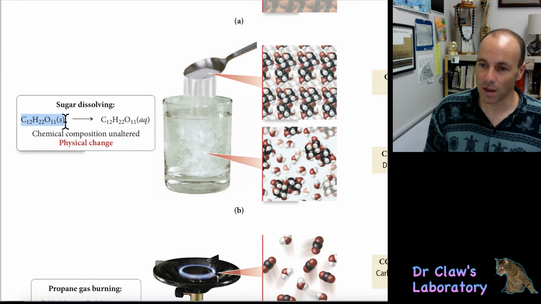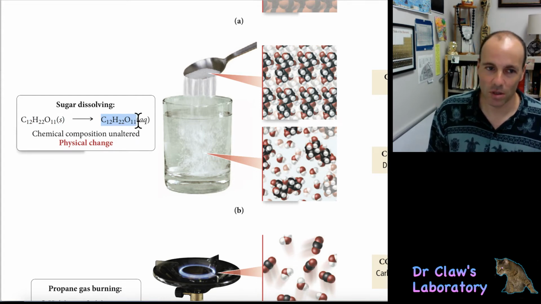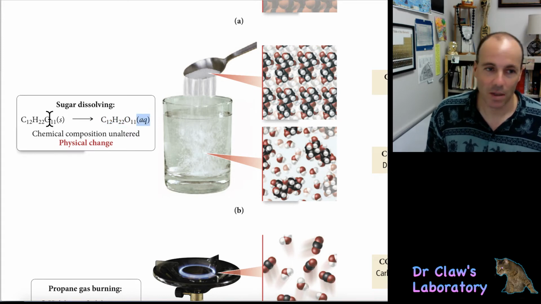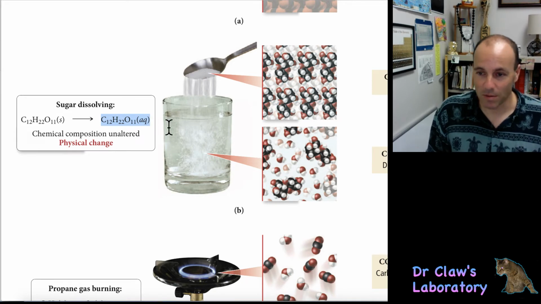Now, when you dissolve that in water, you have sugar water. It's still sugar, but to indicate that it's dissolved in an aqueous solution, you represent it as (aq) in parentheses, aqueous. So you have solid sugar, and now you have aqueous sugar. But no one changed their identity. It's still sugar before and after. So this is, again, a physical change.